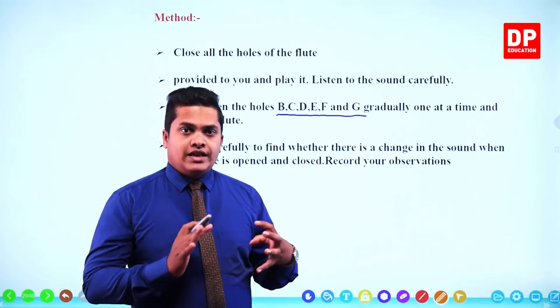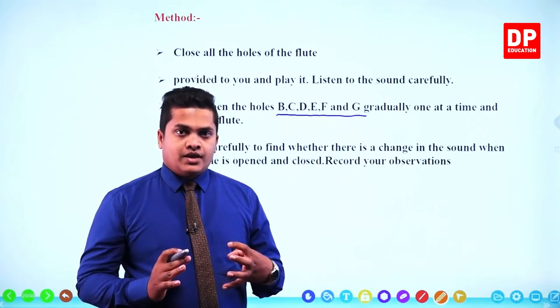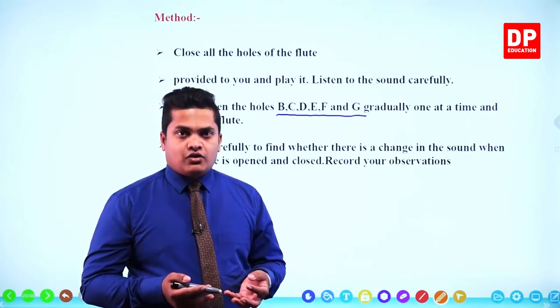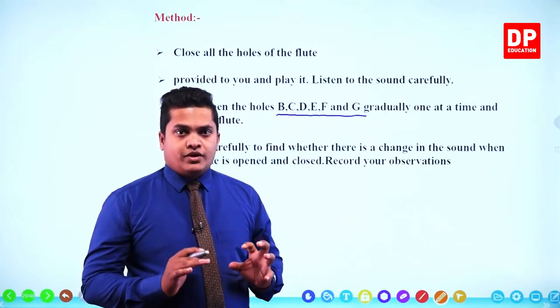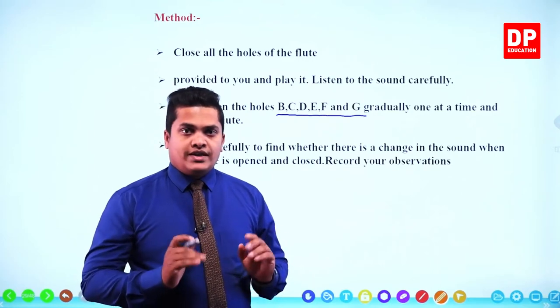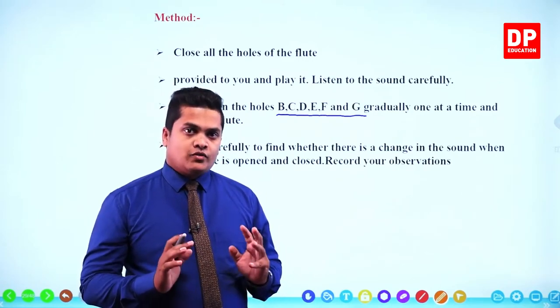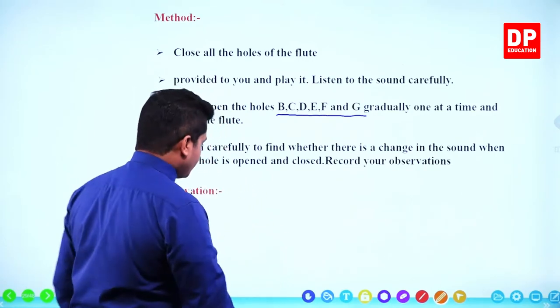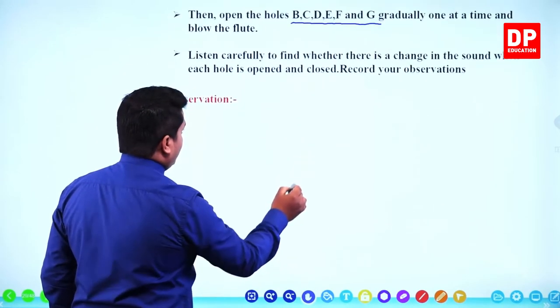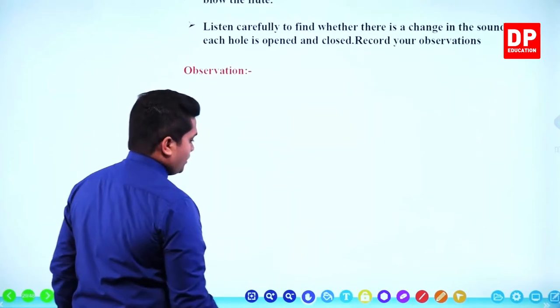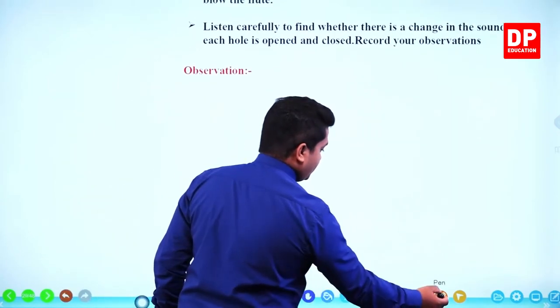We can change the length of the air column, and when changing the length of the air column, we can observe that the flute is going to produce less or more intense sounds, right? So we'll write down the observation. I'll take the slide somewhat up to write down the observation. So our observation was quite clear.